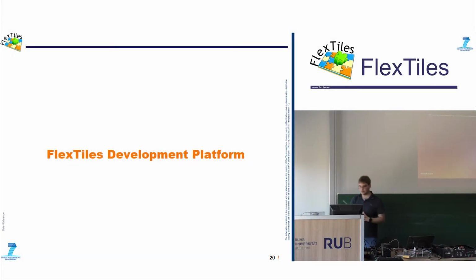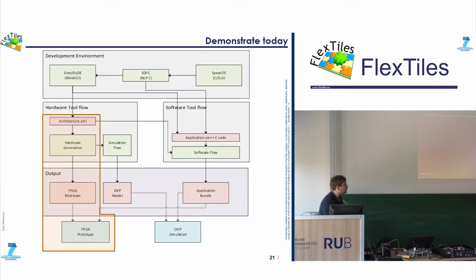So now that we have shown the application part of the tool flow, we'll quickly go to the hardware part. That's this part of the tool flow where we go from a high-level abstract description of the hardware, which we can actually synthesize into an FPGA bit stream.